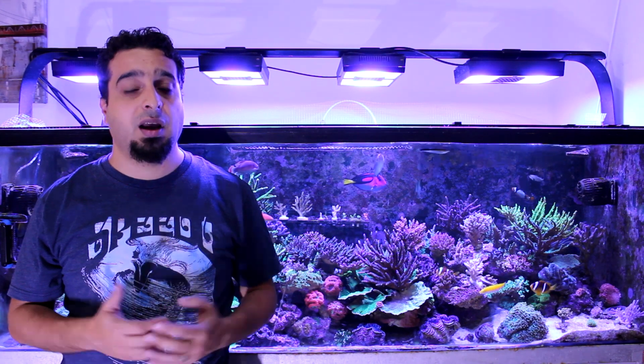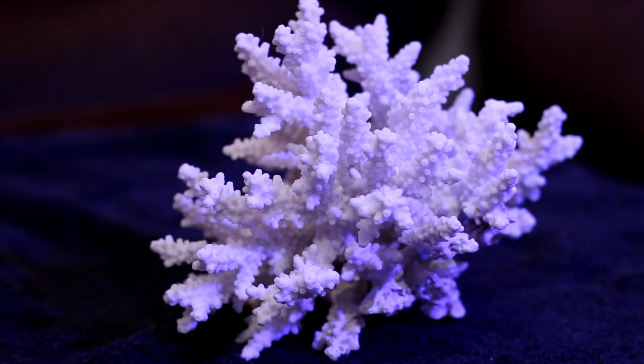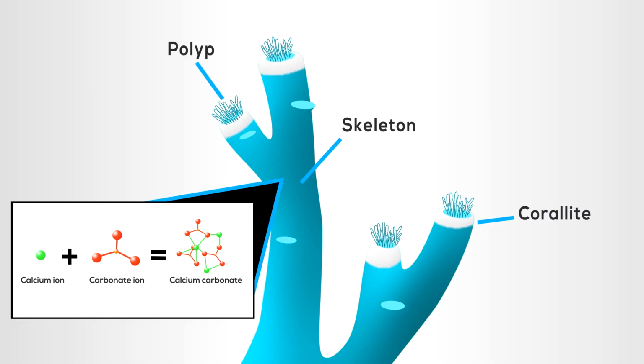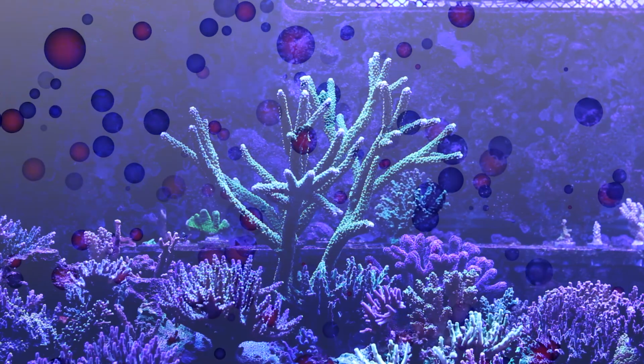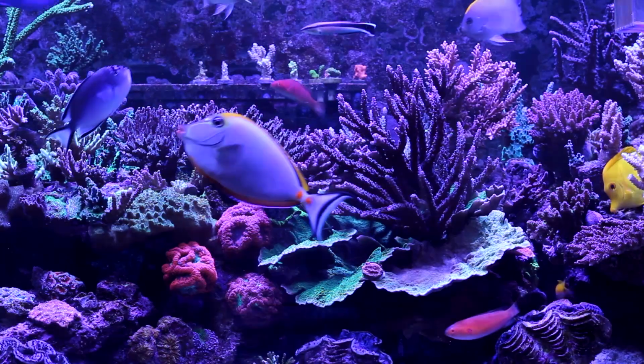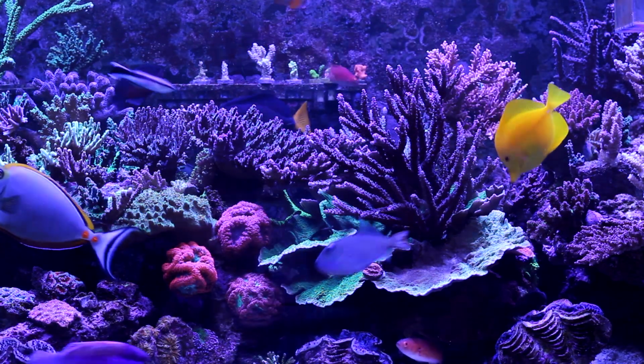Maintaining the calcium level is one of the most important aspects of keeping a reef aquarium. Corals use calcium to form their skeletons, which are composed primarily of calcium carbonate. The corals get most of the calcium from the water surrounding them. Calcium often becomes depleted in aquariums housing rapidly growing corals and clams.